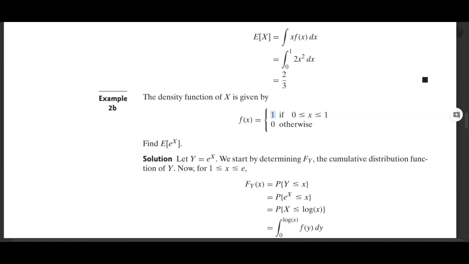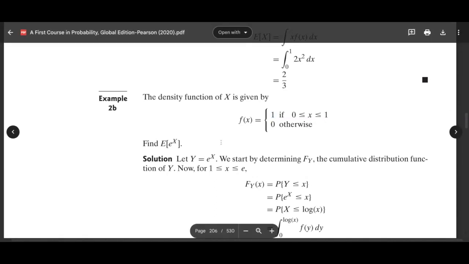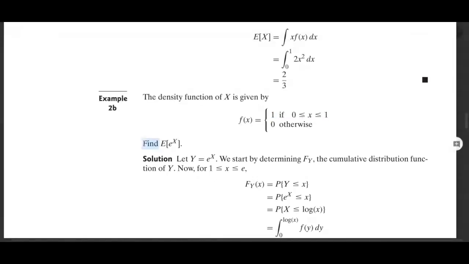And we're going to talk about it. That's called uniform distribution. Anyway, let's see this one. So what do we want to do? We want to find the expected value of e to the x.